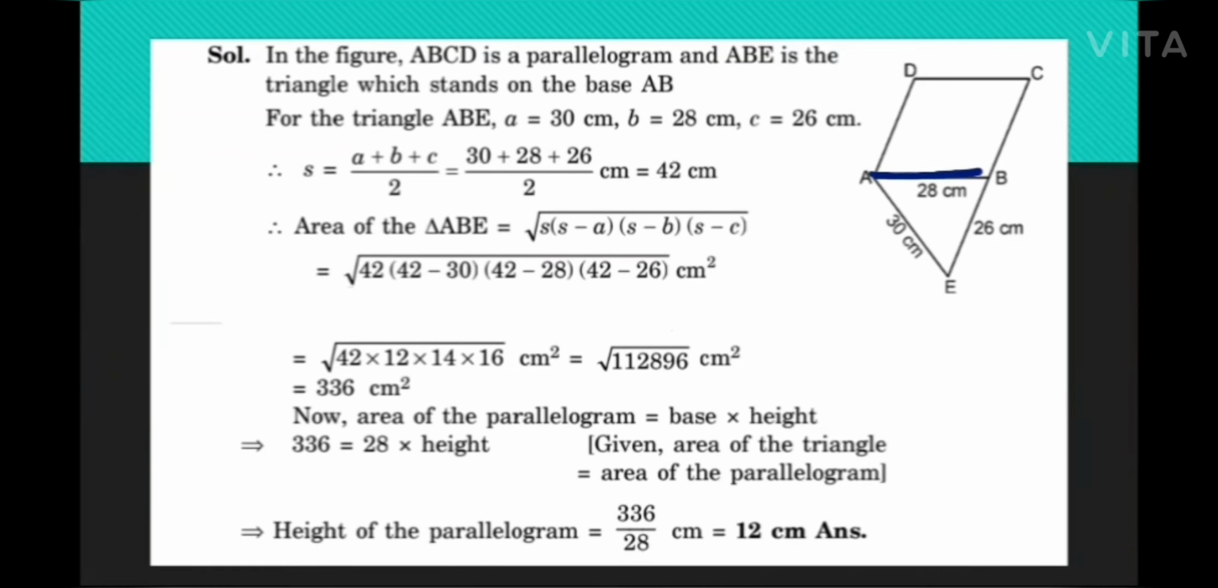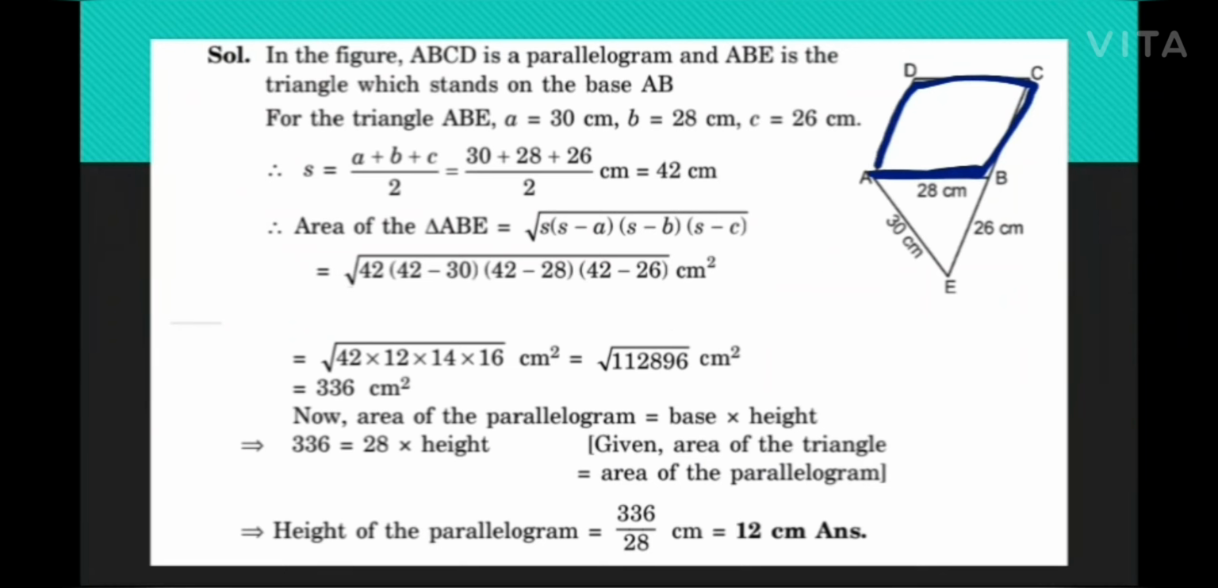What was the given condition? The area of the parallelogram is the same as the area of the triangle. And you know the formula for the area of a parallelogram is equal to base into height. Okay, this is the formula to evaluate the area of a parallelogram, base into height. That means in place of the area of the parallelogram you can put the area of the triangle. Why? Because it is given that the area of the triangle is equal to the area of the parallelogram.